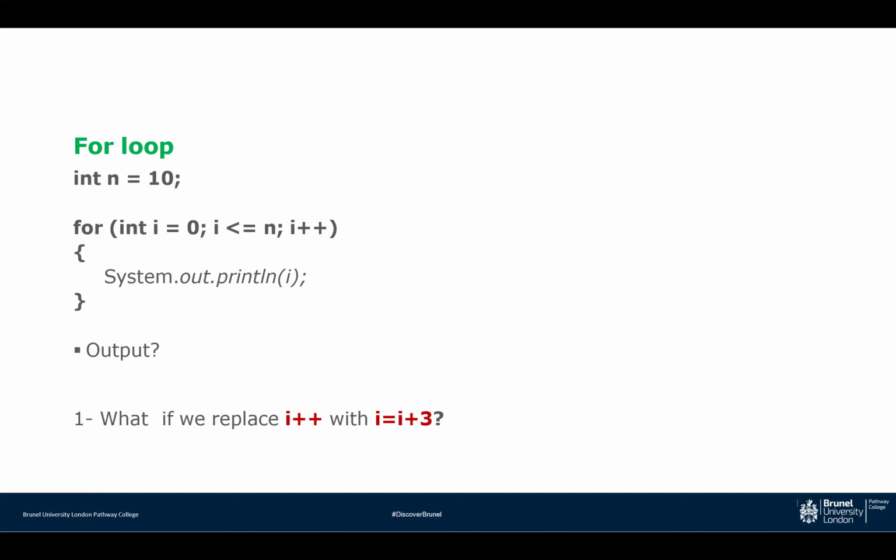0, 3, 6, 9. Do we get 12 in the output? No, because the condition will be false, so it will not print. Clear? Good. And that would be the output: 0, 3, 6, 9.